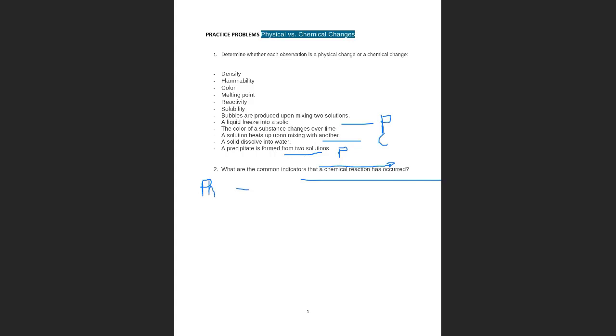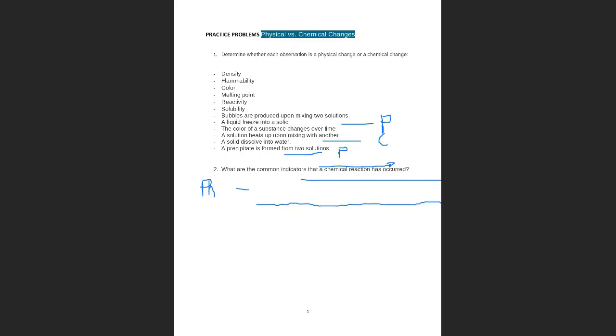Now you are going to do the next one. Bubbles are produced upon mixing two solutions. What is that? When you see bubbles, you say, ooh, a gas is forming. Yes, awesome. That's an indication of a chemical reaction. How about the next one? A liquid freezes into a solid. Yes. How about the next one?